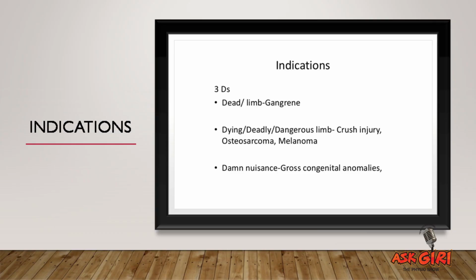We do have patients right now in our clinic with crush injuries, and they have to go through amputation, and that's a hard thing because it comes suddenly. One day you're here and the next day you're losing a limb. It's a really hard one to digest for anyone. Then cancers and tumors, osteosarcoma, melanoma, things like that can come in any part of your body. Sometimes you have to get rid of that part of the body to survive for the rest of your life. The third D is for damn nuisance, right?